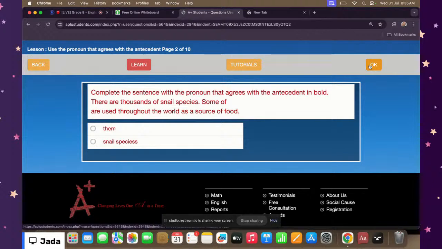There are thousands of snail species. Some of them are used throughout the world as a source of food. There are thousands of snail species. Some of them is the right pronoun that should go with the thousands of snail species, which is the antecedent. Okay?